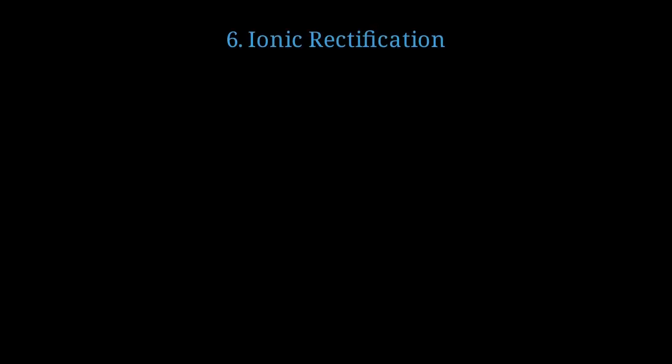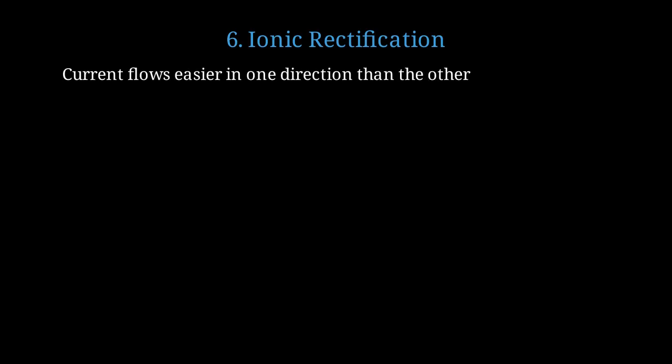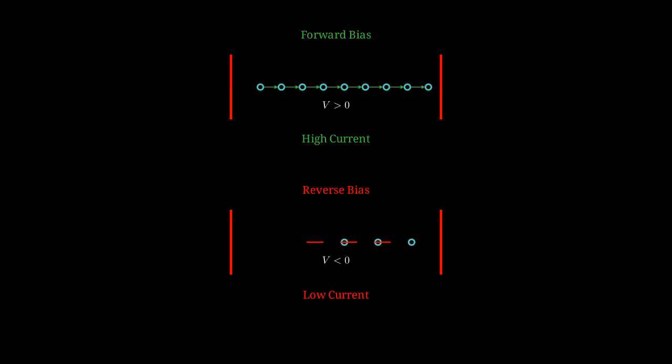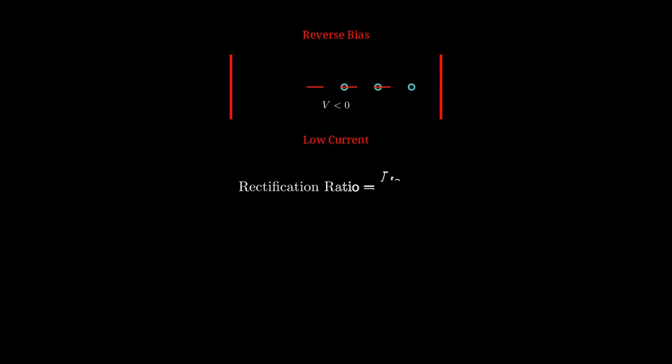Now let's explore ionic rectification, one of the most fascinating phenomena in nanochannels. Ionic rectification means that current flows much more easily in one direction than the opposite direction. Under forward bias with positive voltage applied, cations flow easily through the channel, producing high current. But under reverse bias, with negative voltage, ion transport is strongly suppressed, producing much lower current. The rectification ratio is defined as the forward current divided by the reverse current.